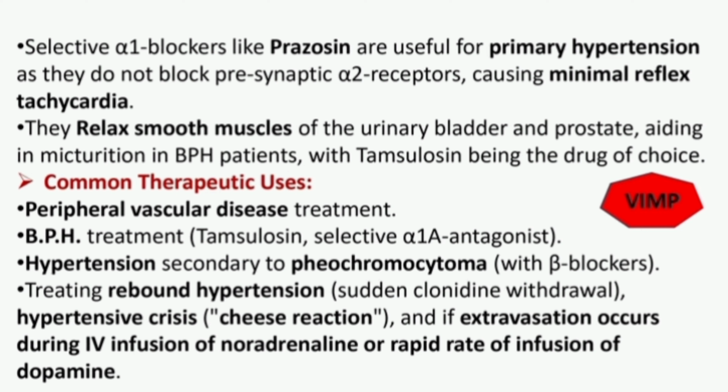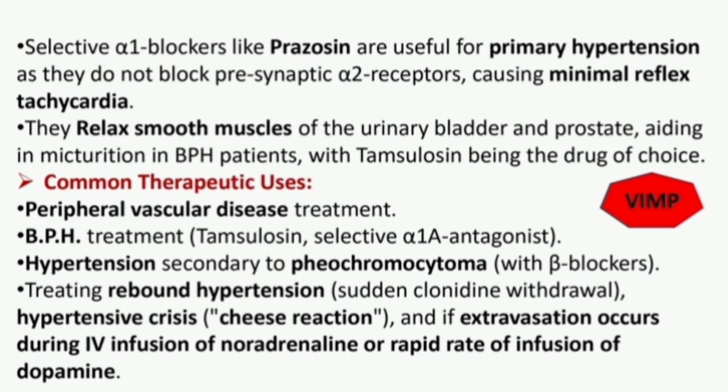So next one is treating rebound hypertension. Rebound hypertension means sudden clonidine withdrawal will cause the rebound hypertension. In this case we can use these drugs. It's also used for treating hypertensive crisis, like allergic reaction. One of the important hypertensive crises is the cheese reaction.